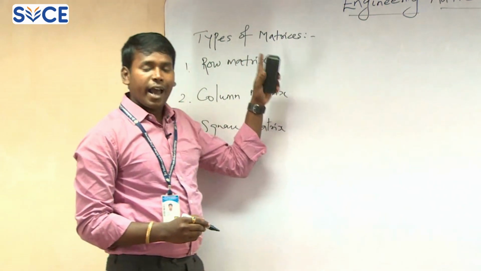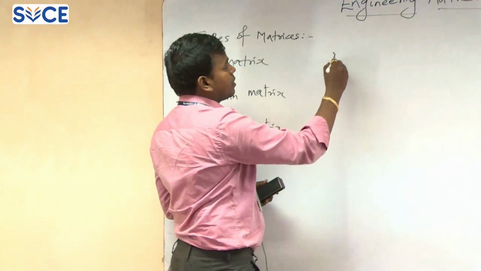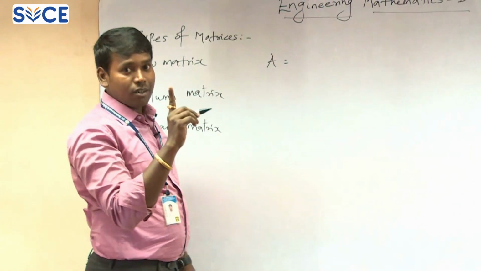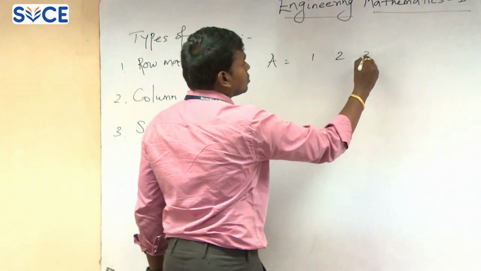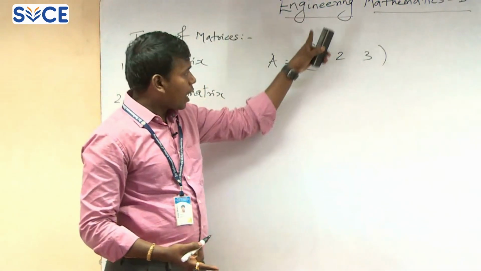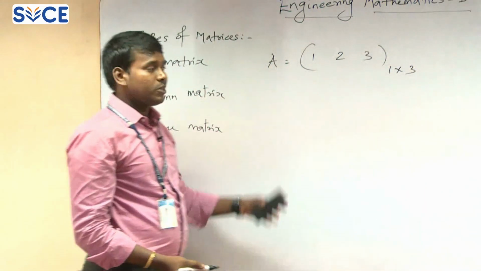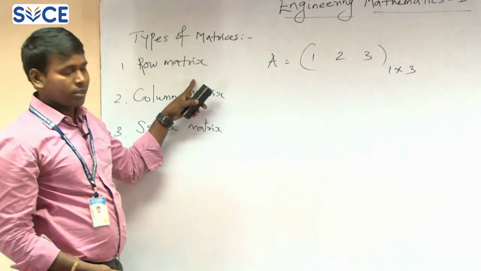The first one, row matrix. A matrix having a single row is called a row matrix. For example, A equal to having a single row: 1, 2, 3. So the order of the matrix is 1 row and 3 columns. The order of the matrix is 1 by 3. So this is the example for a row matrix.